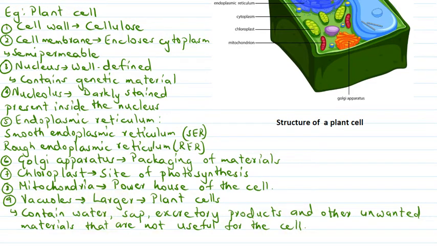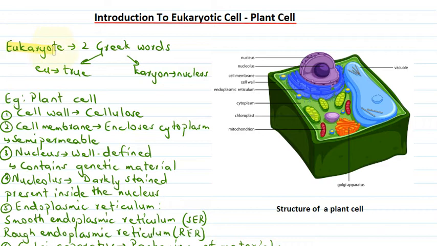So now let's quickly revise the things that we have studied. We saw that the term eukaryote is derived from two Greek words. One is eu, that means true, and the other is karyon, which means nucleus. And these eukaryotic organisms are those which have well defined nucleus and they have membrane bound organelles. Okay, and here we have taken the example of plant cell.